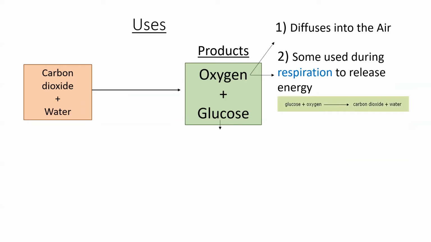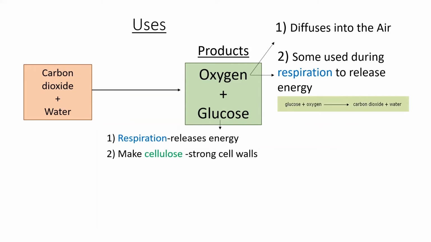Glucose has 5 uses, and you need to know each one in detail. So the first use is the plant can use glucose for respiration. It reacts with the oxygen to release energy. The second use of glucose is to make cellulose. Cellulose is the component found in cell walls. So we have strong cell walls. This is really important because you've got to remember that plants don't have a skeleton or a backbone. So they require these strong cell walls for support and strength.